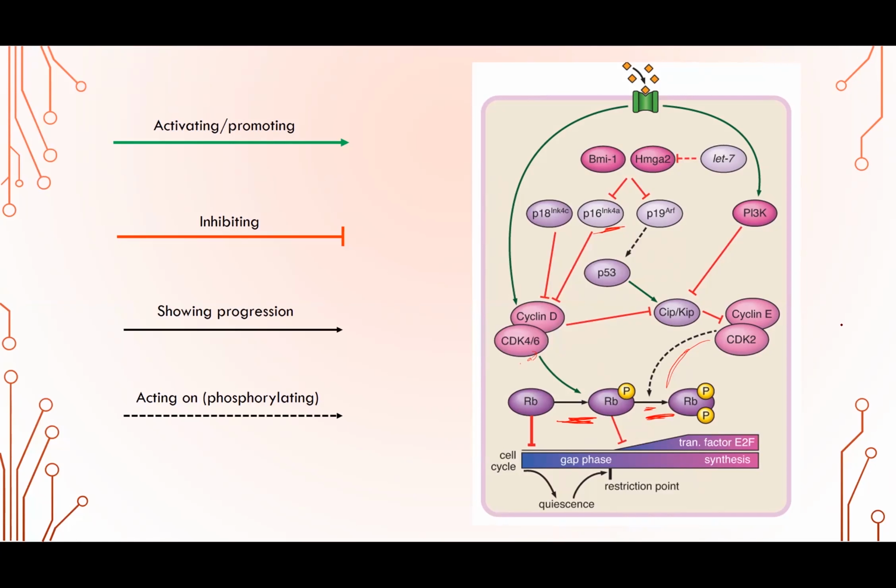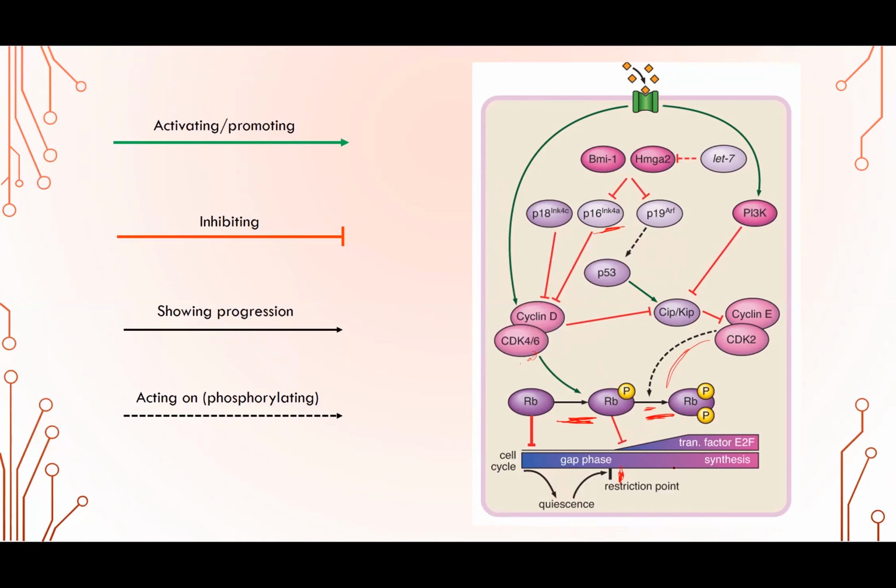And that is important because as you see here, RB with no phosphate has this inhibiting arrow, and RB with one phosphate has this inhibiting arrow, but RB with two phosphates doesn't have the inhibiting arrow. And you see the restriction point is right here. So what this means is that unless RB has two phosphates, it's not going to allow the cells to pass the restriction point. Only when it has two phosphates, it's going to allow the cells to pass the restriction point.